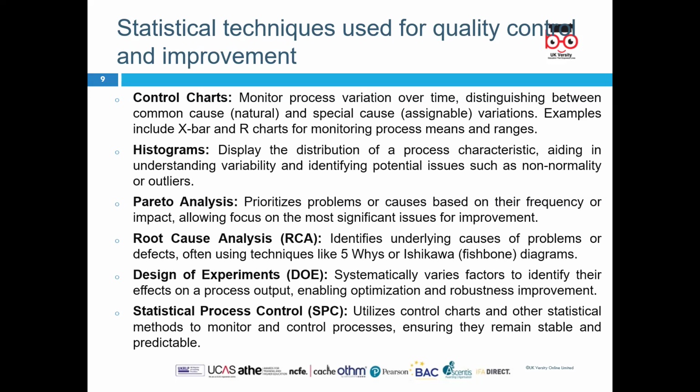This is the concept which systematically varies factors to identify the effects on a process output, thereby enabling optimization and robustness improvement. So this is the concept of design of experiment. And then we have statistical process control. This utilizes control charts and other statistical methods to monitor and control processes, ensuring they remain stable and predictable.